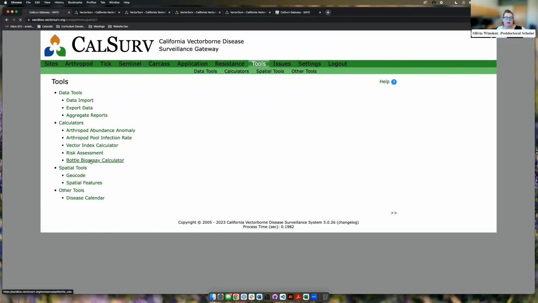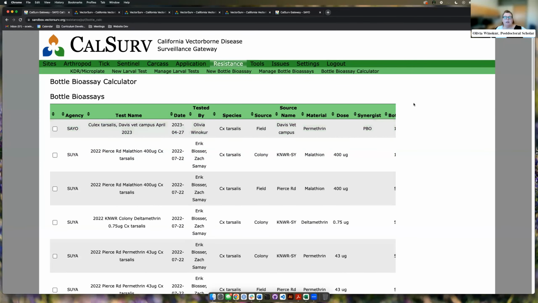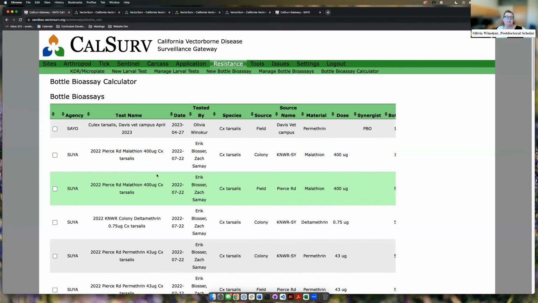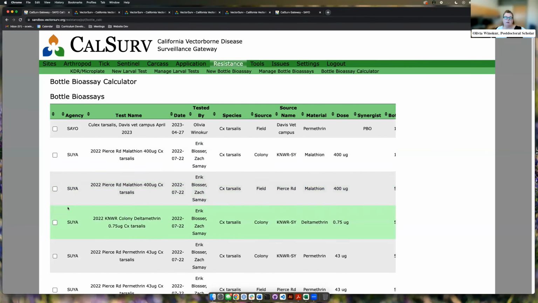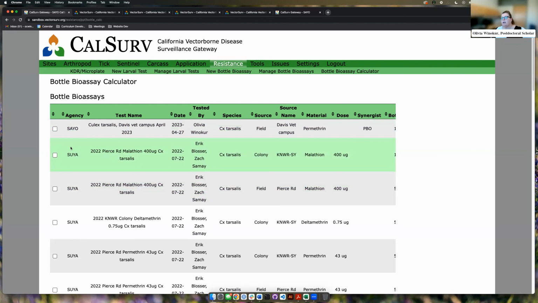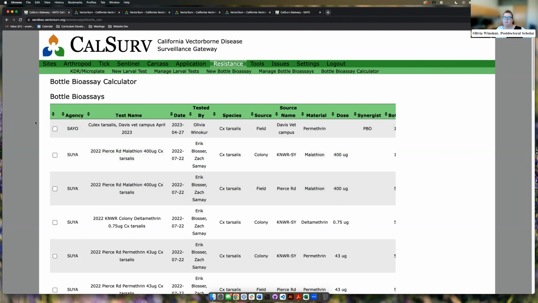The calculator is the bottle bioassay calculator. It has all of the bottle bioassays that have been done by other agencies in your state as well. We really want to share this information and make sure that folks know where the resistance is in the state and, if it's nearby them, what to start expecting.